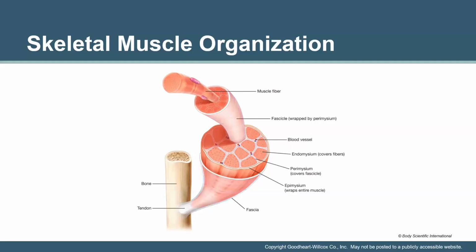All of the fascicles in a muscle then will be enclosed by what we call epimysium. The epimysium is the wrapping paper around the entire fascicle or fascicles. Epimysium is thicker than the endomysium. The endomysium is a thinner covering.